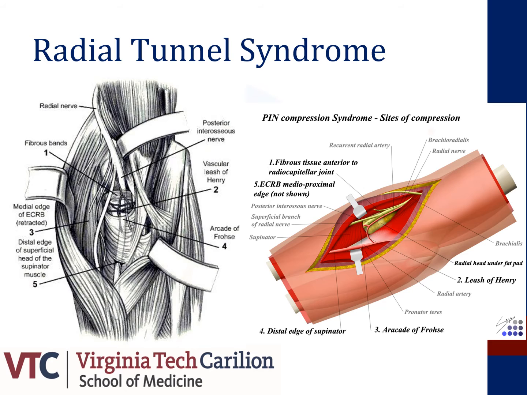So the arcade of Frosch lies about 1 centimeter distal to the leading edge of ECRB. The arcade of Frosch is the most frequent site of entrapment of the PIN. What's interesting to note is that the normal pressure within the radial tunnel is about 50. However, with forced wrist flexion, that pressure can increase physiologically to 250.